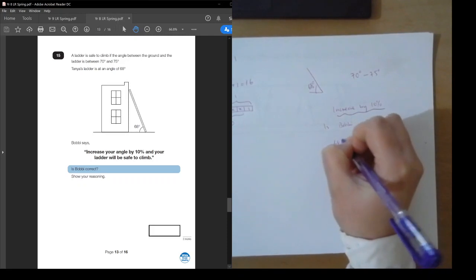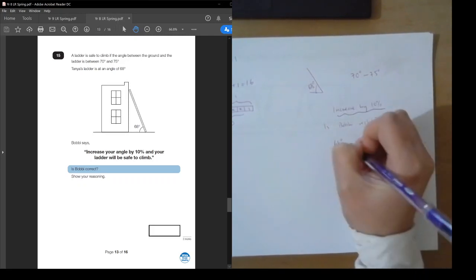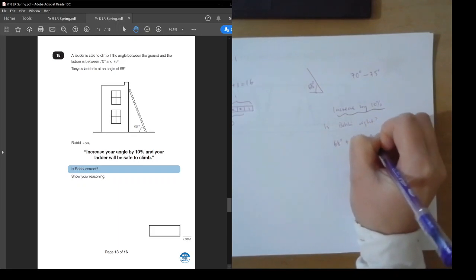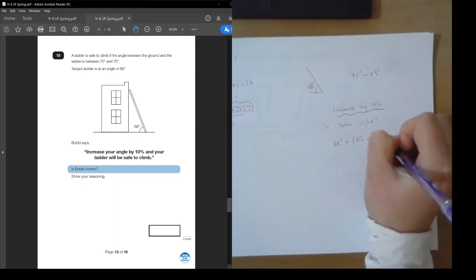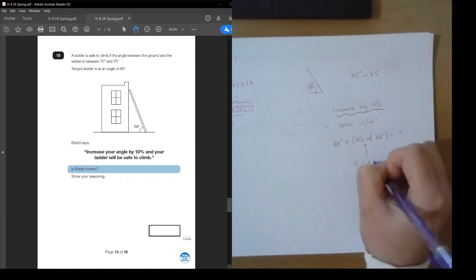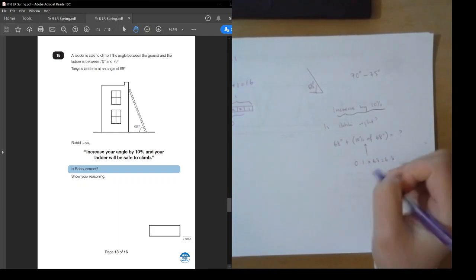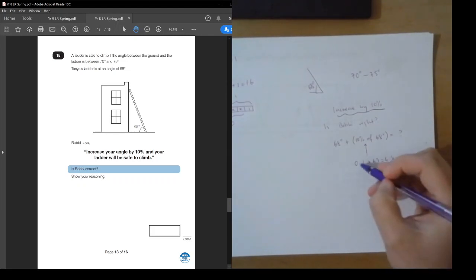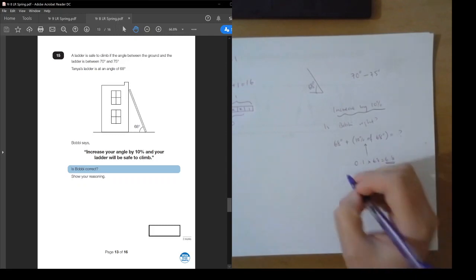Okay, so I've got my 68 degrees, which is my original, and then I'm going to add 10% of 68 degrees. I need to find out what that value is. But first of all, I need to find out what 10% of 68 degrees is. There are several different ways. Some of you might have said 0.1 times 68, which is 6.8. You might have gone, oh, to find out 10%, you divide by 10. There were a variety of ways that you could have used. I'm just going to use this one because multipliers are easy for me.